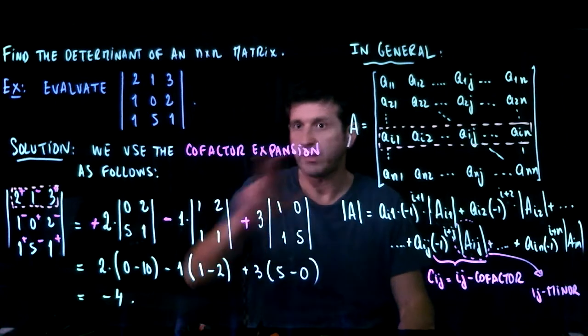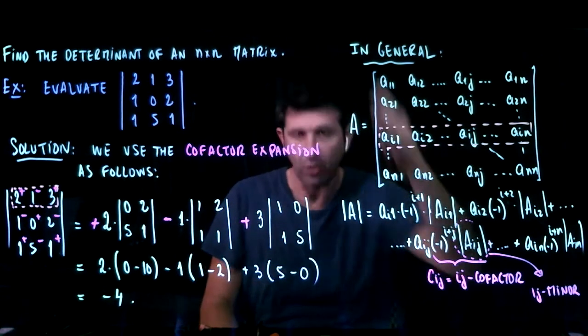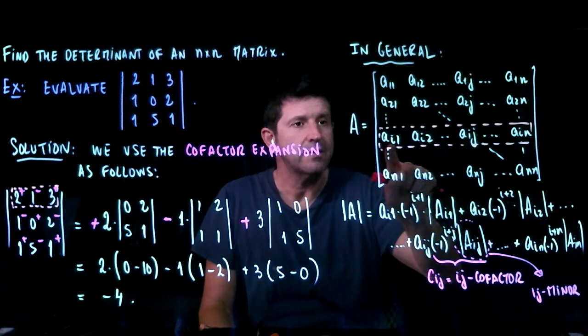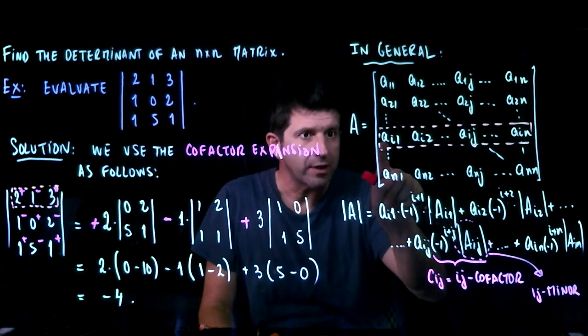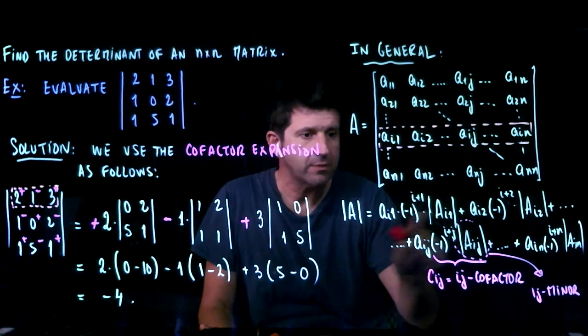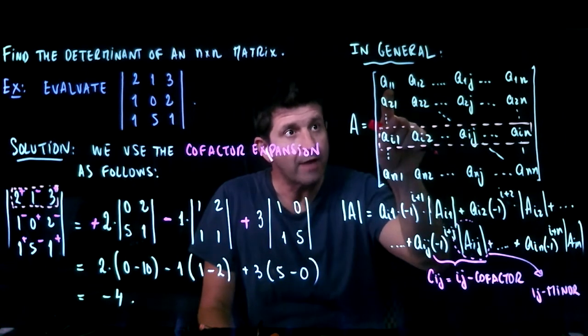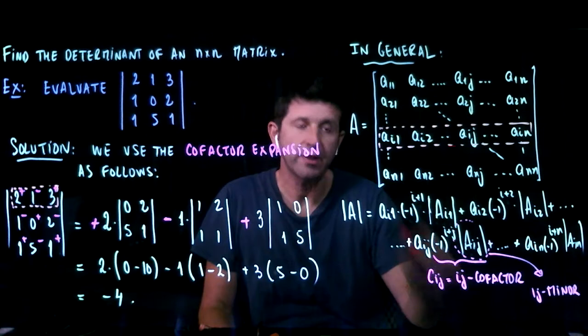Okay, and that's why it's called the cofactor expansion, because we're expanding along a row or a column. I could have done it, and it's just the number in this position times the corresponding cofactor. Okay, so every position has a corresponding cofactor.